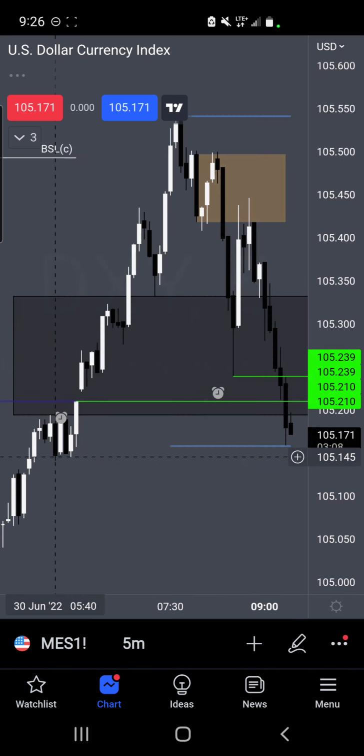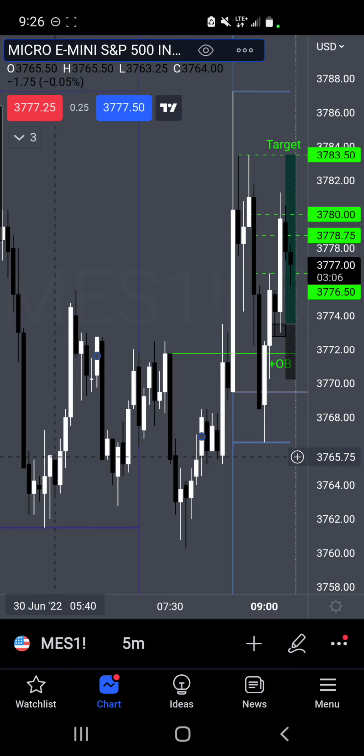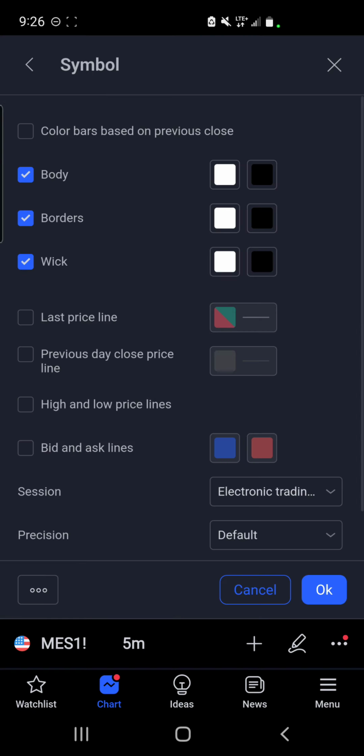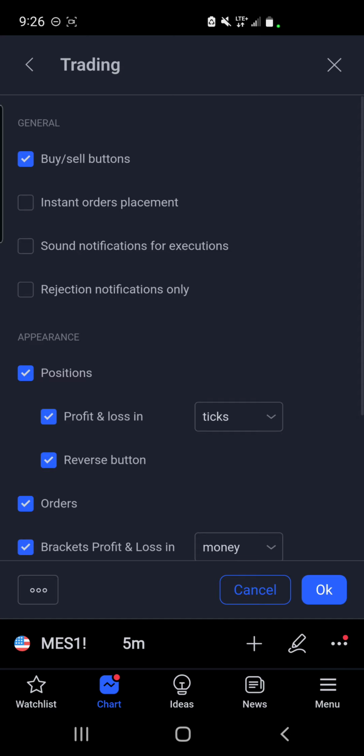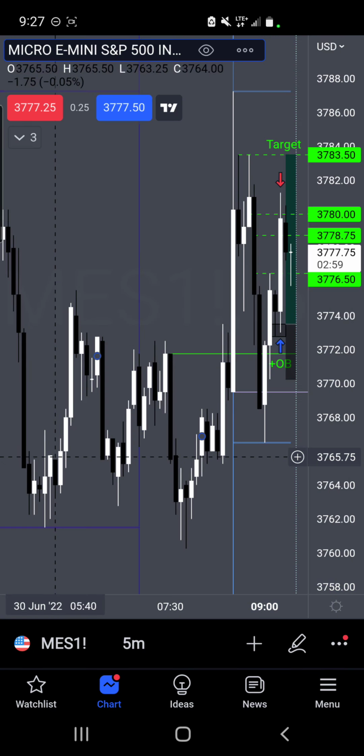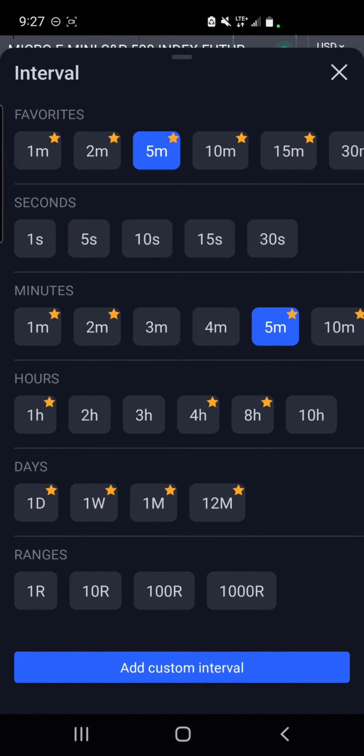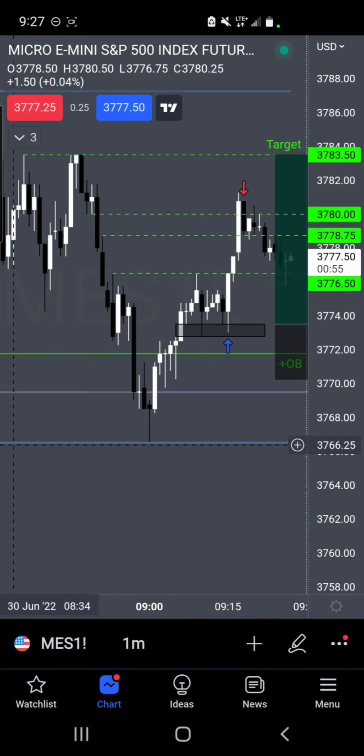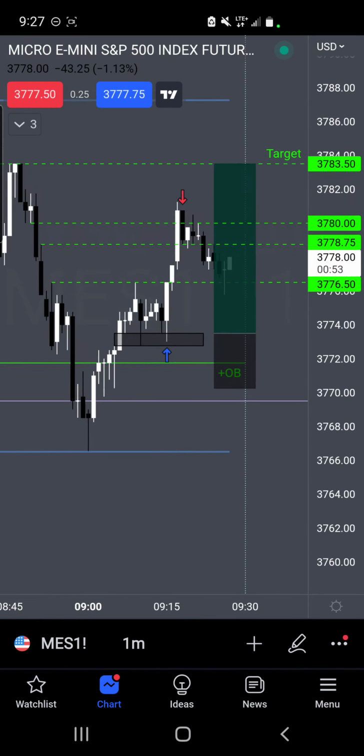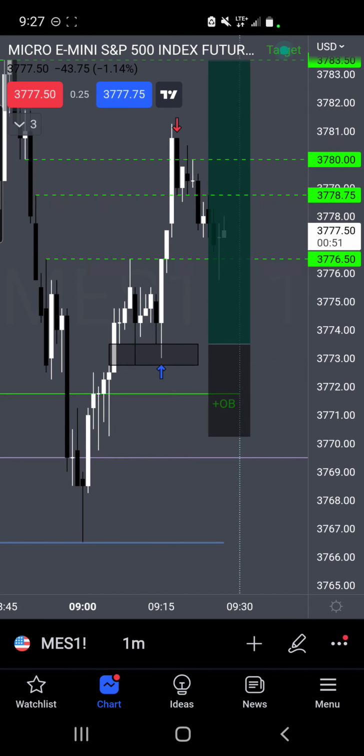Okay, so let me go to the ES. Let me do, how do you do the execution thing? Trading executions? I think it's like that. Okay, yeah. So actually, the entry that I got wasn't even the best entry, and it wasn't even the entry that I was really looking at for real.